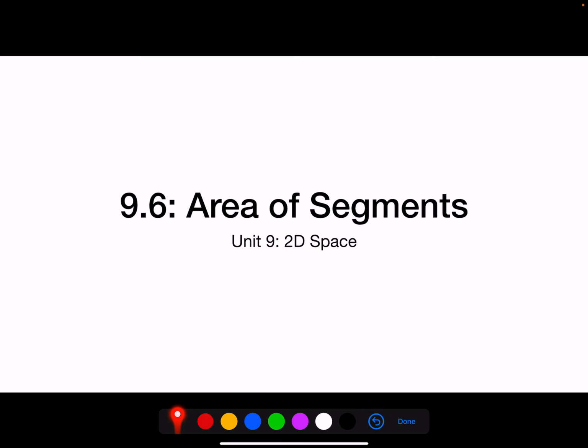All right, so today we are covering 9.6, area of segments, and we covered this in the past in Unit 8. I believe it was 8.11 as well. So this will be kind of a review section, and it should be fairly short for us as well.